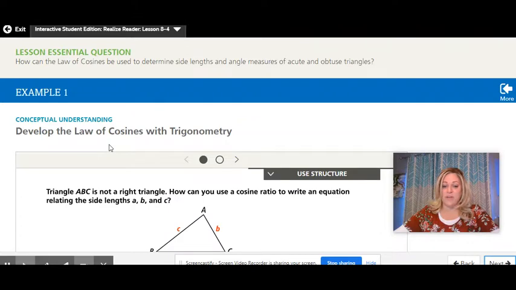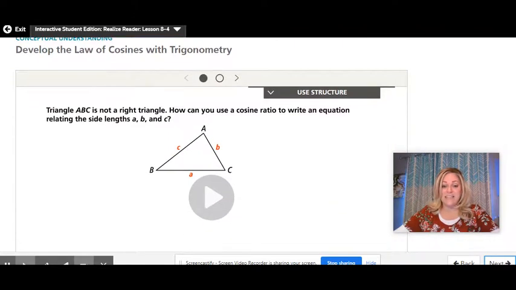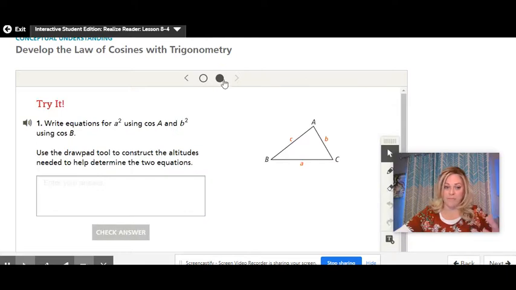Developing the law of cosines. This is an amazing video. It goes through step by step and tells you where and how the formula is developed for the law of cosines. Feel free to watch that. I encourage it. Your teacher might explain this as well, but the bottom line is this video explains how these rules came about.